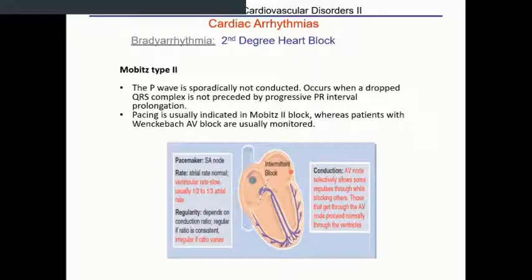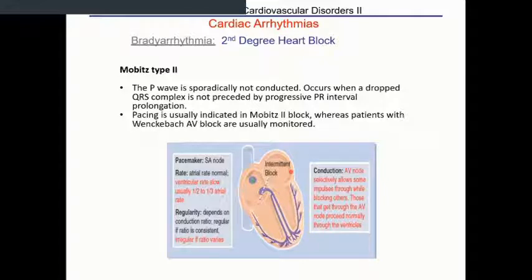Mobitz type 2, on the other hand, is a condition where the P wave is sporadically not conducted. It occurs when the dropped QRS complex is not preceded by a progressive PR interval prolongation. Pacing is usually indicated in Mobitz type 2 block. So you need to put a pacemaker into a patient with type 2 second degree heart block, whereas patients with Wenckebach Mobitz type 1 AV block are usually just monitored.